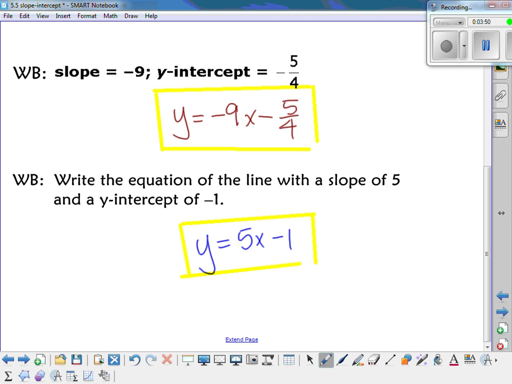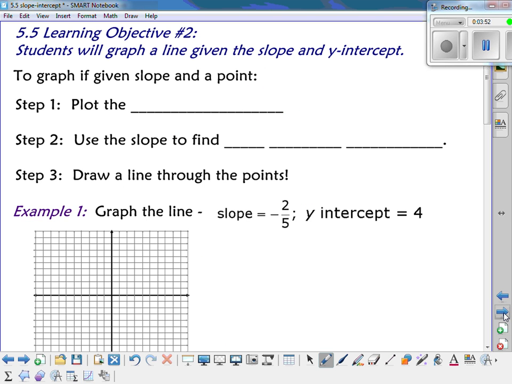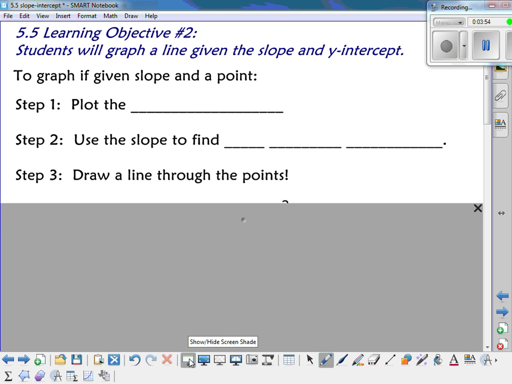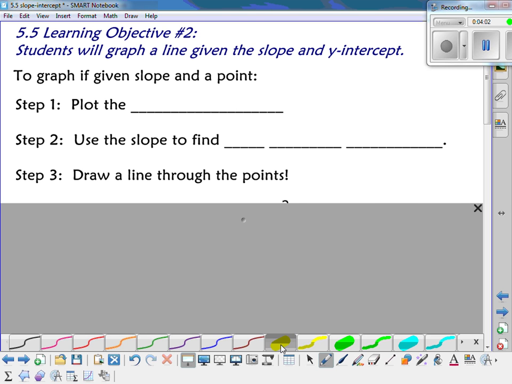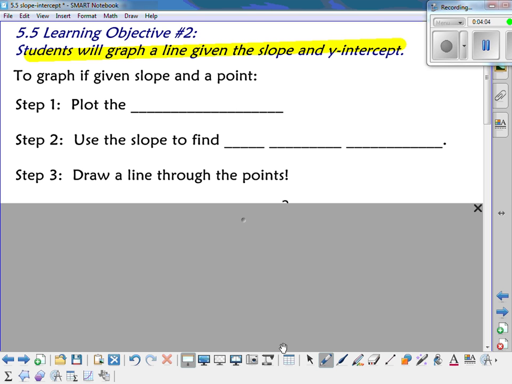Okay, next thing we're going to do is graph given the slope and the y-intercept. Okay, so you need to write your learning objective there in your notes. Students will graph the line given the slope and the y-intercept.